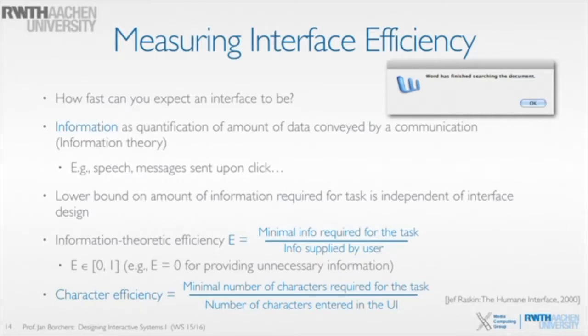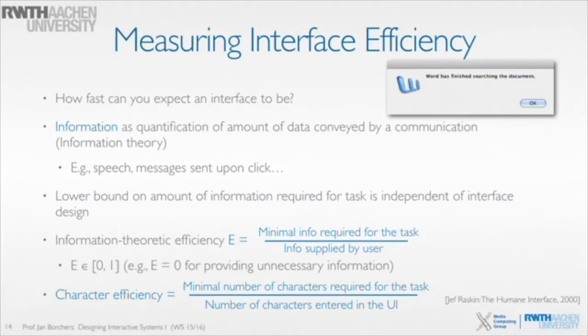So measuring this interface efficiency will let us get a lower bound on the amount of information that is required for a task, which is independent of the interface design. For example, if I need to tell a system to do one thing or the other, a choice between two things, then essentially I need to provide it with one bit of information. However I do that, right?